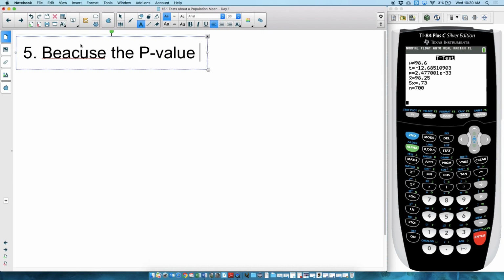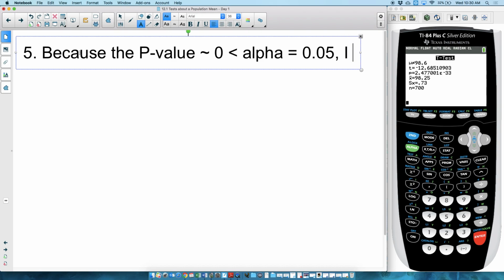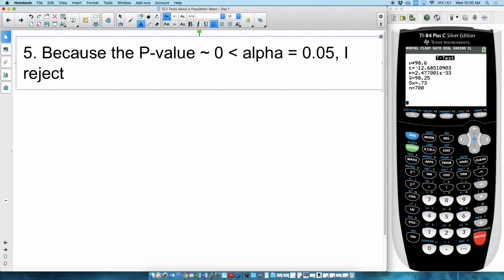Because the p-value is, I don't know how to do approximately on here. Can I do this? Is approximately 0. Because the p-value is approximately 0, which is less than alpha, which equals, they didn't say. Good. Do I reject or fail to reject? Definitely reject. That p-value is so low, it's pretty much 0. I reject H naught. Period.